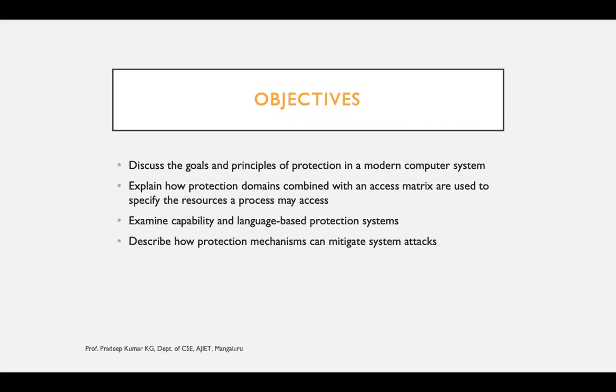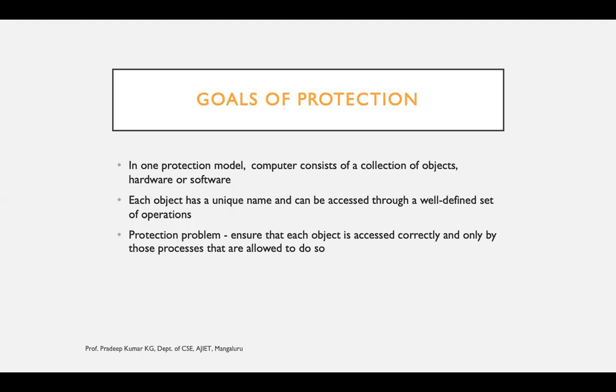Continuing further, the major objective is that we'll discuss the goals and principles of protection in a modern computer system. We are going to discuss protection domains, and how we can combine them with the access matrix, which can be used by different resources. Then we may examine capability and some of the language-based protection mechanisms, and how, using the protection mechanisms, we can mitigate system attacks. So these are the few objectives. We'll start with the topic goals of protection.